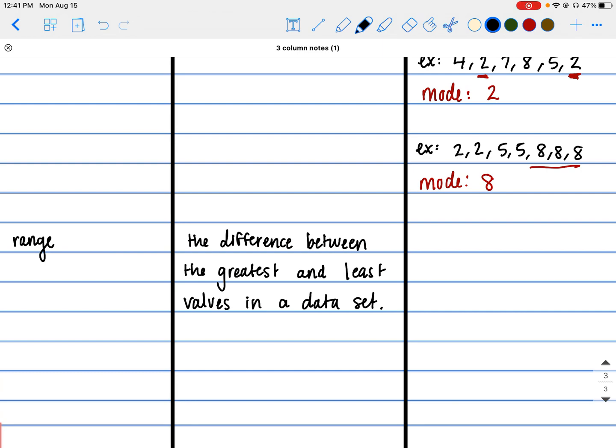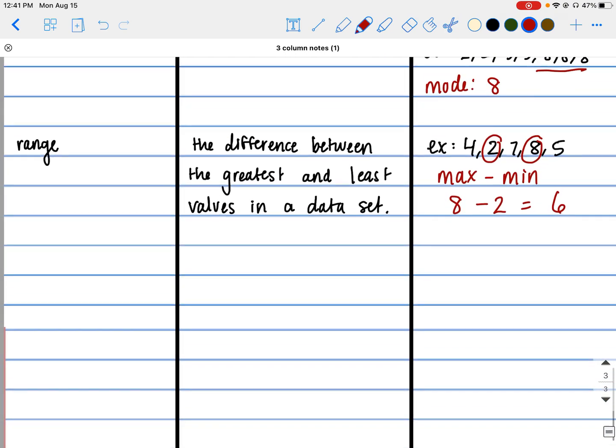All right, so for example, let's use that same data set again. We have 4, 2, 7, 8, 5. All right, so you're going to find your biggest value. I'm going to say max minus min. Your maximum, your biggest value, minus your minimum, your smallest value. So my maximum value, it looks like, is going to be 8. And my minimum, my smallest value, is going to be 2. So my range is 8 minus 2. That would be 6. So basically that means there's a difference between 6 in my data set. All right, that is my range.